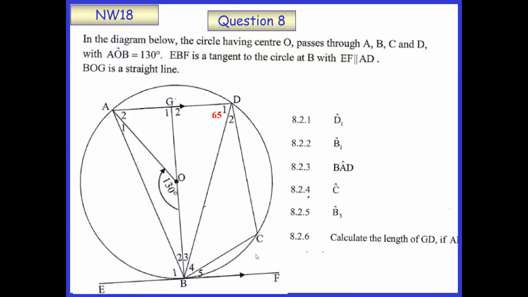What are you seeing now? We're seeing question 8. Very well done. That's what I want you to see. In the diagram below, the circle having center O. So we see they gave us a center O. So immediately you're thinking like me now. Hope I have indoctrinated you how to think here, or else we got a problem.